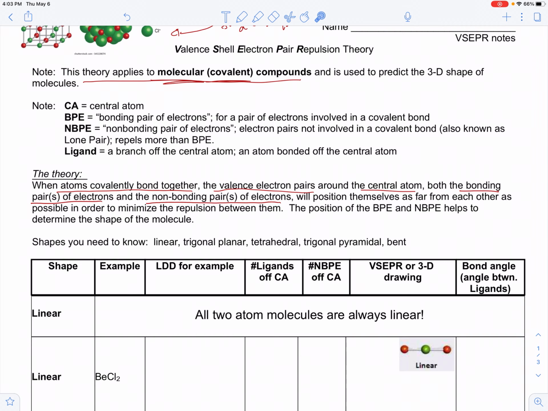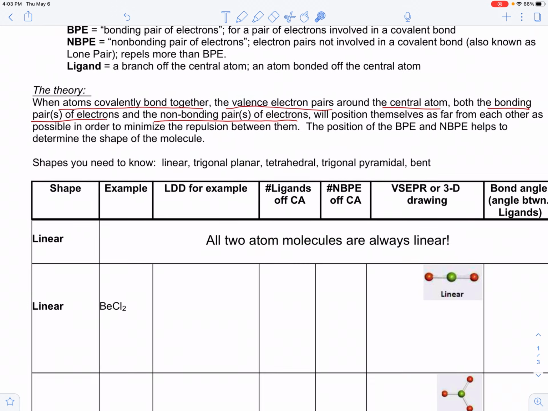So just to go over a few abbreviations that you're going to see here, we're going to be using CA in our notes to represent the central atom. BPE is bonding pairs of electrons. NBP, if you see me write that, is our non-bonding pairs of electrons, and our ligands are our branches that are coming off of our central atom. So really we are concerned about how many branches are coming off our central atom. That's one of the most important parts. So let's get started and talk about our shapes.